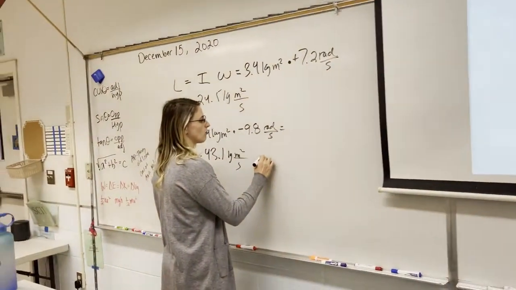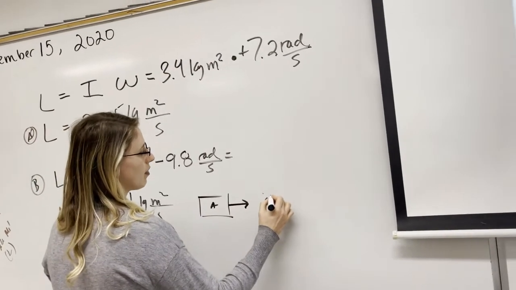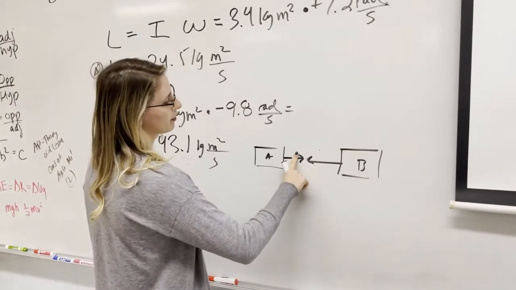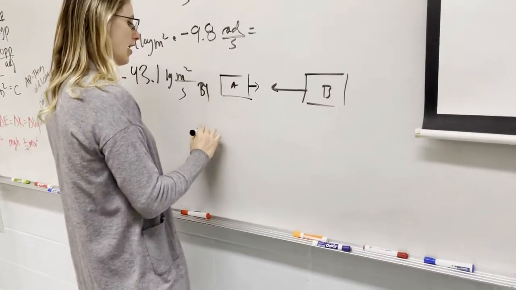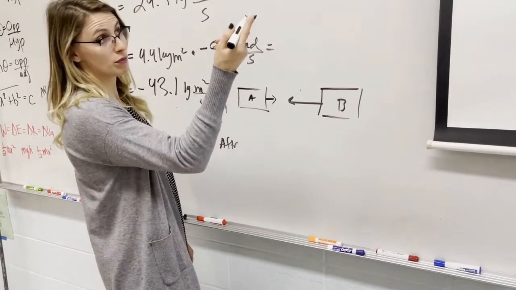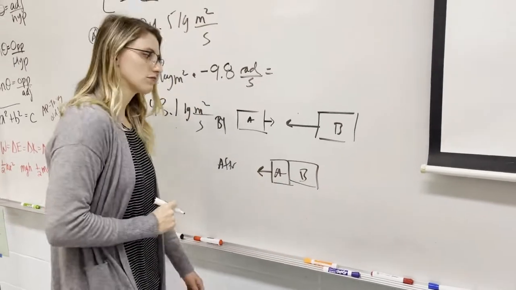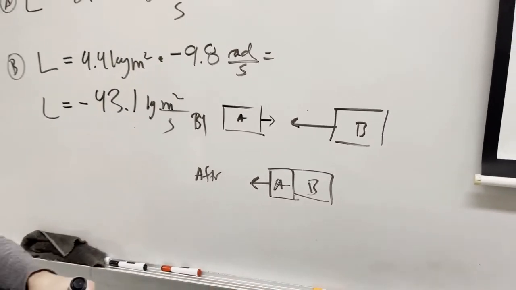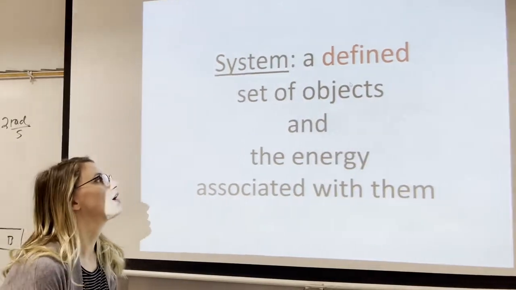Well, this is a collision. So think about it. We have disk A that is going this way, and then we've got disk B that's going this way. And this is before. And then after, when they are put together, we view them like this, A and B, and they're going that way. It's kind of like a collision with linear motion, which is kind of what we've got drawn here, but it's exactly the same idea. Okay, so let's review.